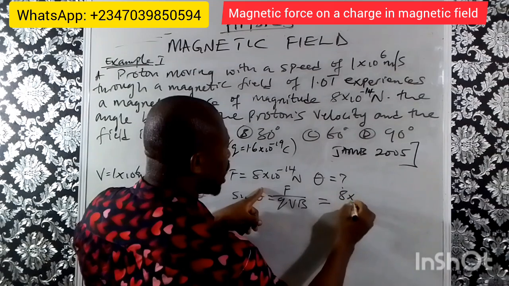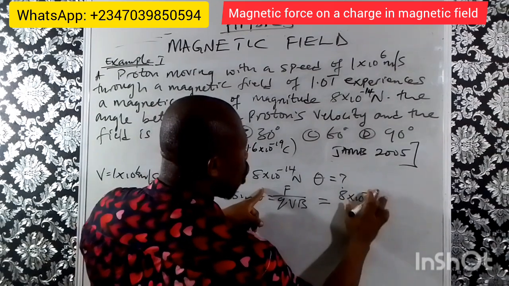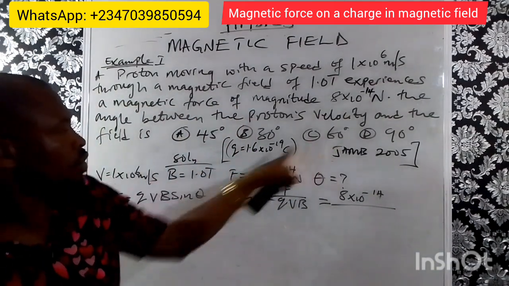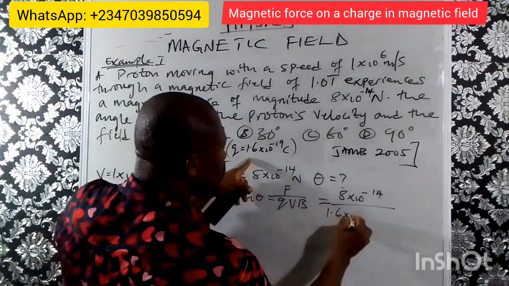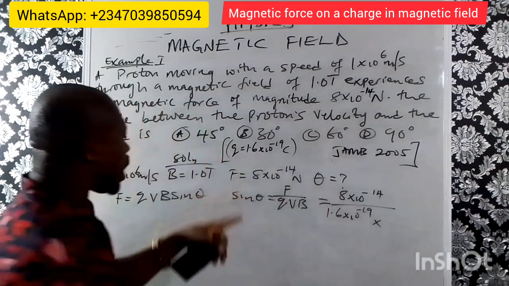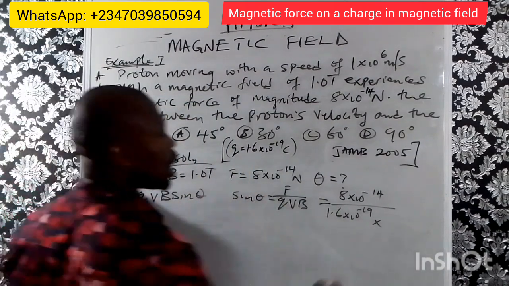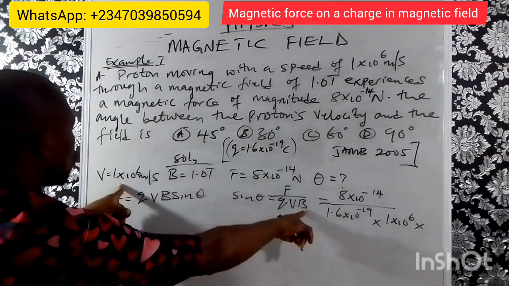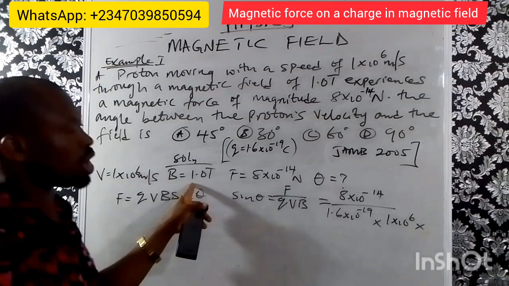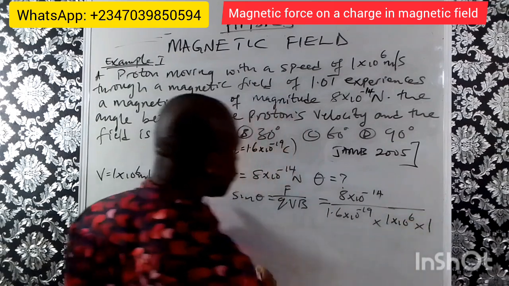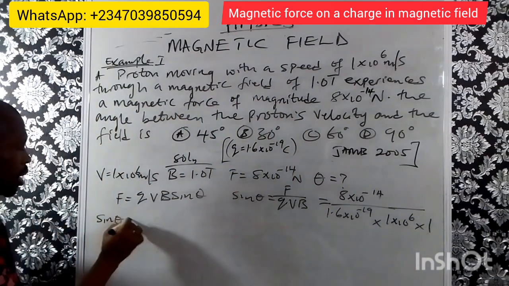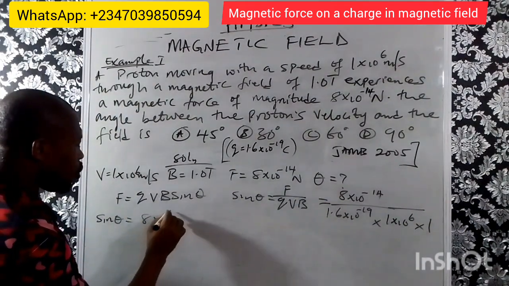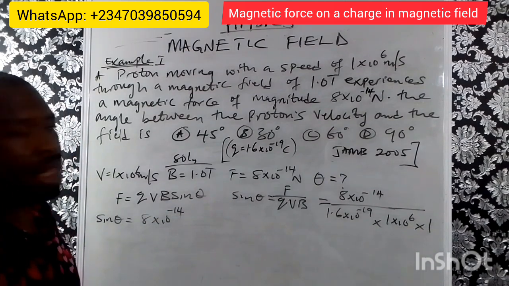Now we'll bring F out. F is 8 times 10 raised to the power minus 14, all over Q, which is 1.6 times 10 raised to the power minus 19, multiplied by V, the velocity, which is 1 times 10 raised to the power 6, multiplied by the flux density, which is 1 Tesla. Now we still have that sine theta is equal to 8 times 10 to the power minus 14. Remember the rules, the law of indices.